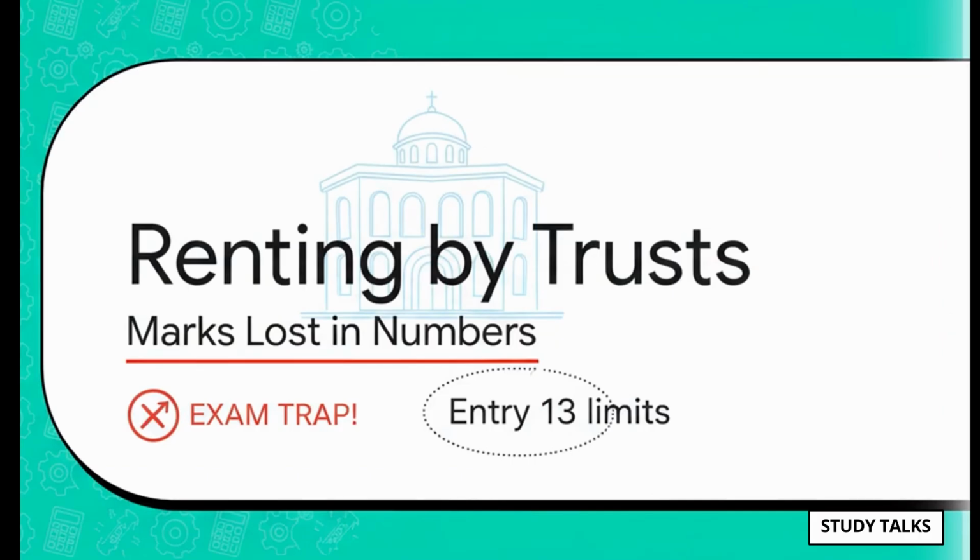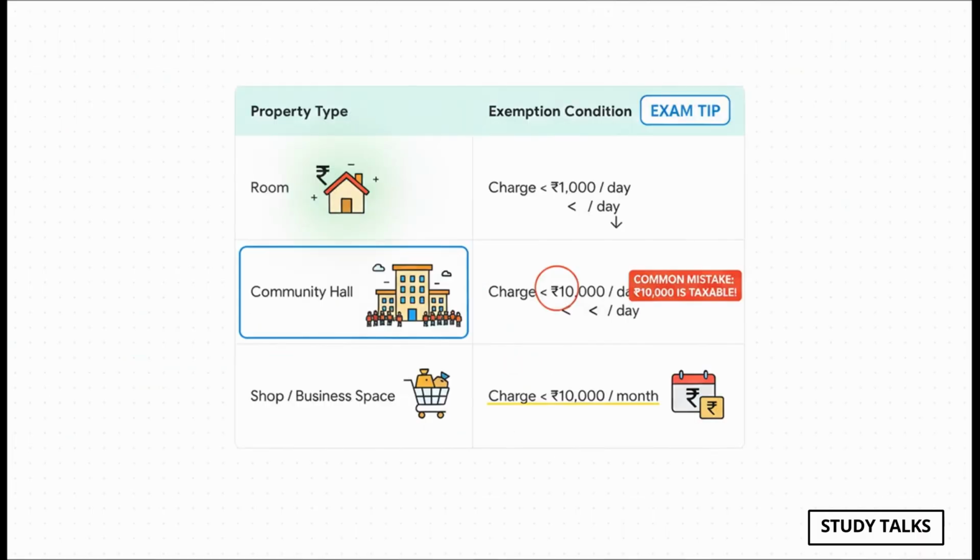All right, let's switch gears to another place where marks just disappear. Renting of property by a religious trust. Now, this isn't about those 4 charitable activities we just talked about. This is a completely separate exemption, and it's all about the numbers. If you get the limits wrong here, you lose the marks. It's that simple. Take a close look at this table.